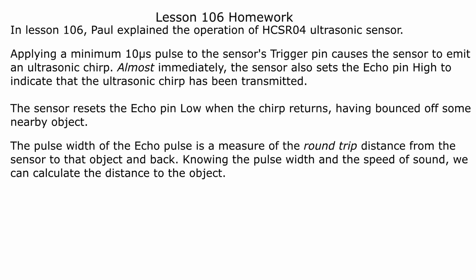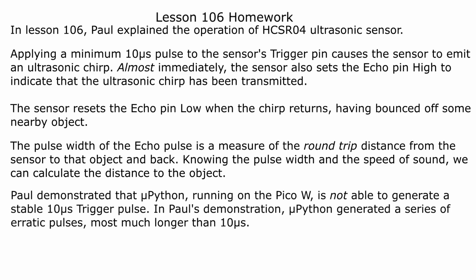The sensor resets the echo pin low when the chirp returns, having bounced off some nearby object. The pulse width of the echo pulse is a measure of the round-trip distance from the sensor to that object and back. Knowing the pulse width and the speed of sound, we can calculate the distance to the object.